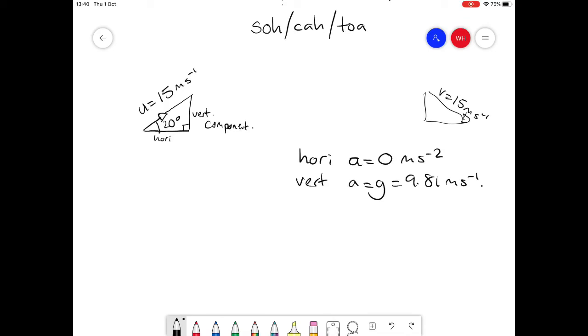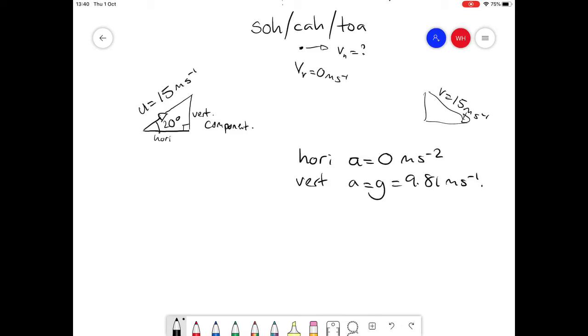That's it. We can identify at the top that the velocity vertically is 0 and the velocity horizontally is a non-zero value.